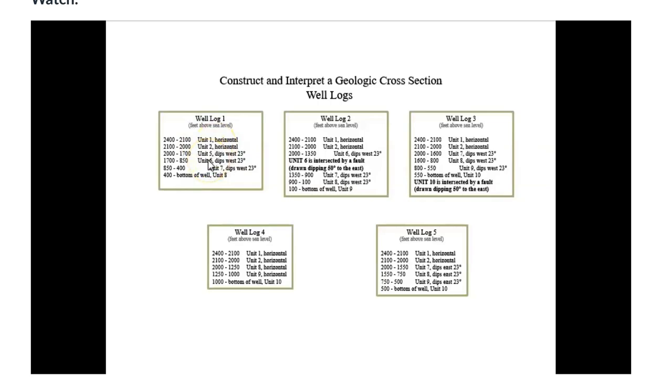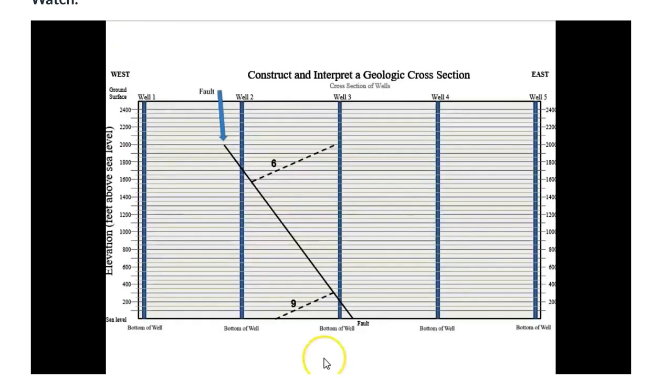You will start your final project by first plotting the data from your well logs provided onto the graph that I have provided, which looks something like this. And you'll notice on the graph, I have indicated the location of your 5 wells, well 1, 2, 3, 4, and 5 respectively. Note that the ground surface is right up here at the very top of your graph.